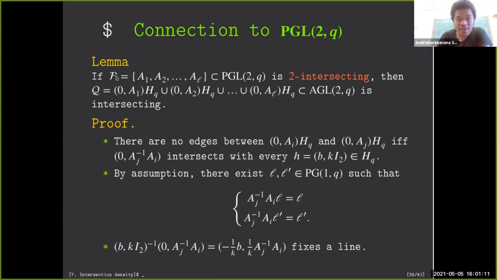What we have is that if F is a 2-intersecting family of PGL(2,q), then from this intersecting family, we can construct an intersecting family of AGL(2,q). And the proof basically follows from the fact that this matrix here, A_j inverse A_i, has exactly 2 eigenvalues, and we can make this intersecting.